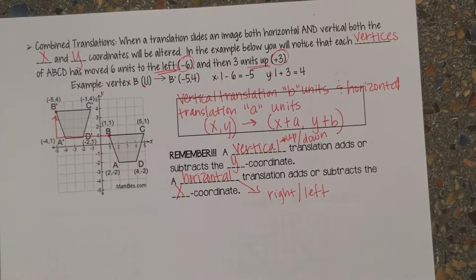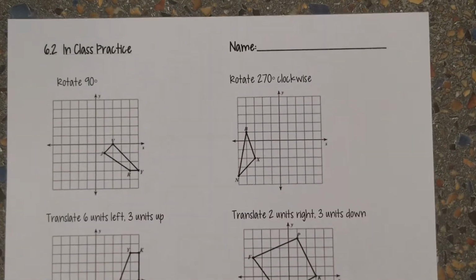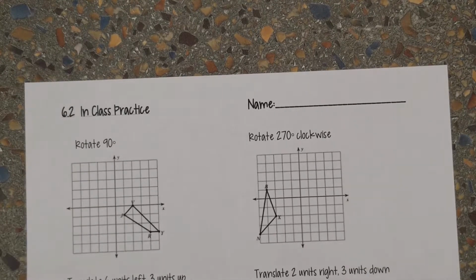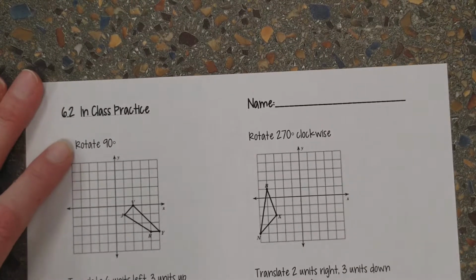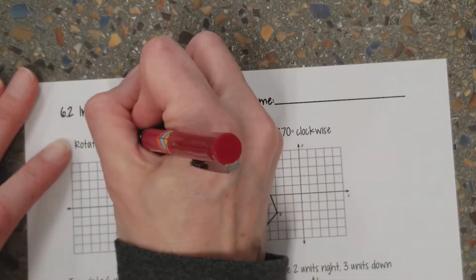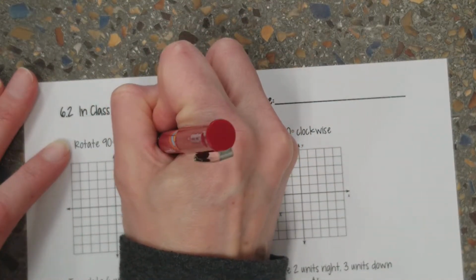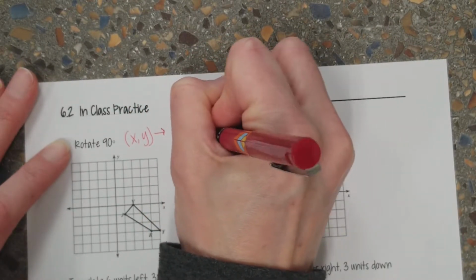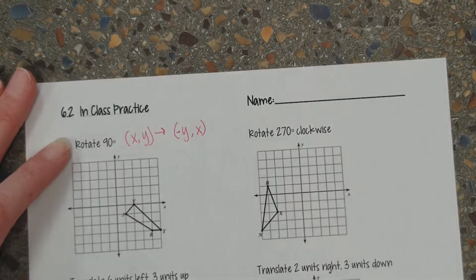Okay, so that is all the notes for this unit. Let's quickly go over this thing really quick. I just want to kind of help you out with this one before you get started on it. So this one is a rotation of 90 degrees. If you look back into your notes, this is the one that we said we start with X, Y, we flip them, and then we change the sign of the first one.